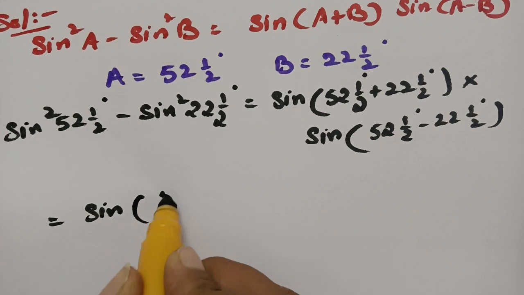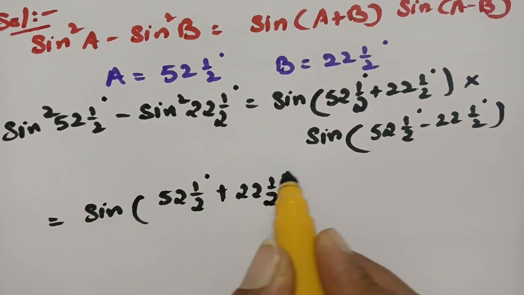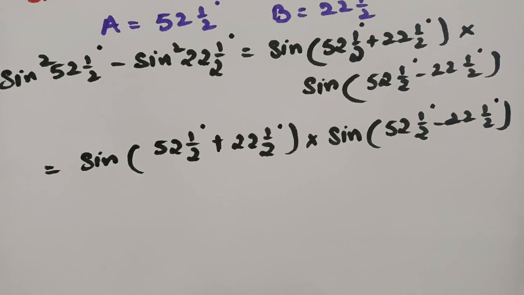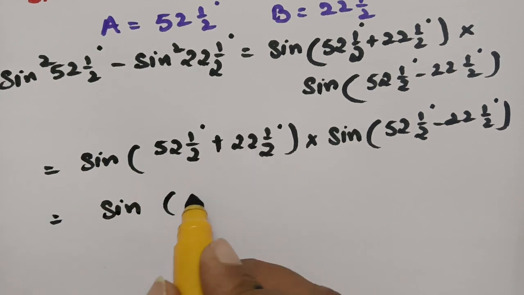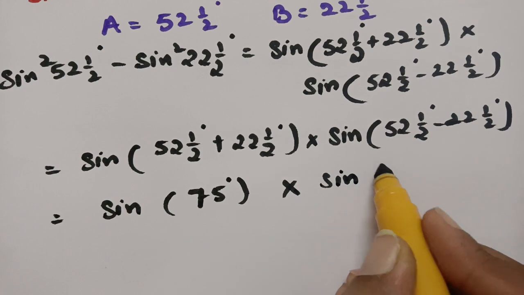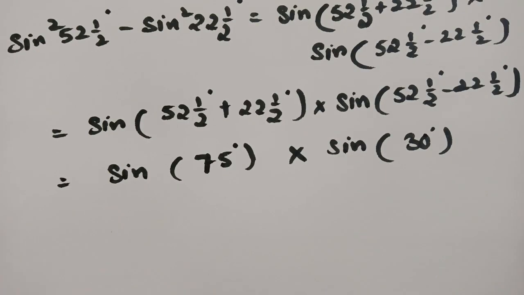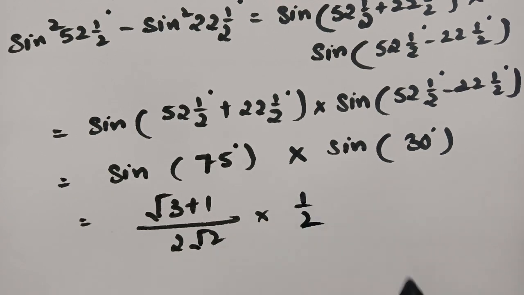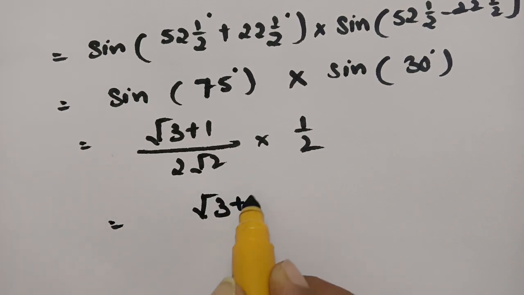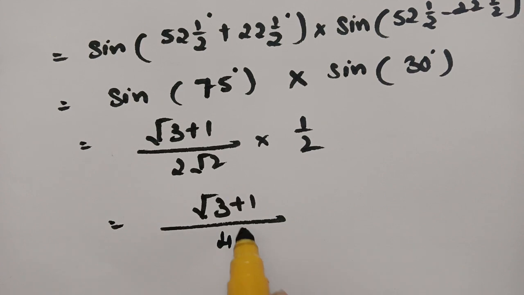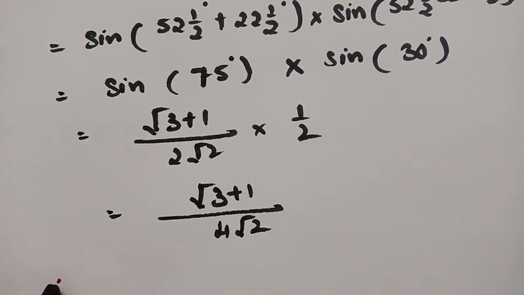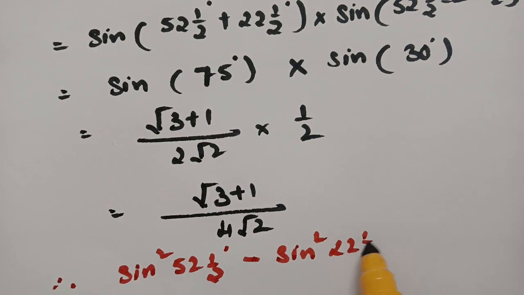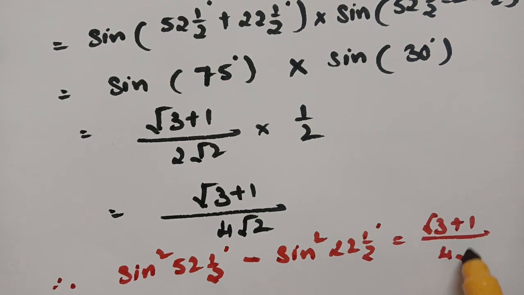So this is nothing but sine of 52.5 degrees plus 22.5 degrees into sine of 52.5 degrees minus 22.5 degrees. If I add these two, this will be sine of 75 into sine of 30 degrees. As you know, sine 75 degrees is nothing but root 3 plus 1 by 2 root 2, and sine 30 degrees is nothing but half. If I multiply the numerators, this will be root 3 plus 1, and 2 twos are 4, so 4 root 2. Therefore sine square 52.5 degrees minus sine square 22.5 degrees is equal to root 3 plus 1 by 4 root 2.